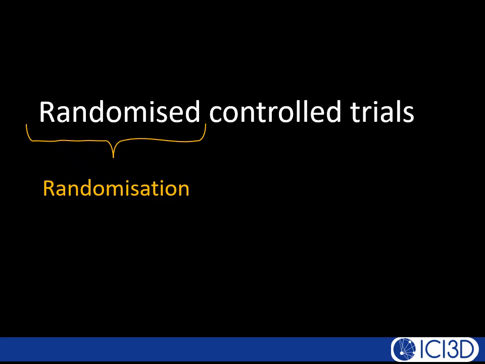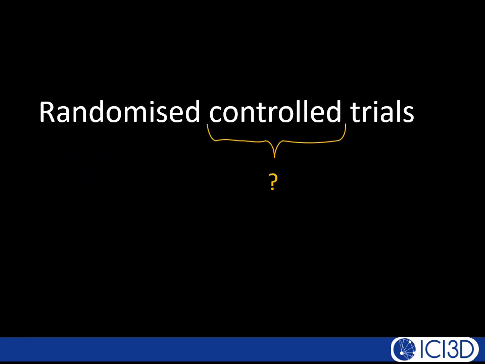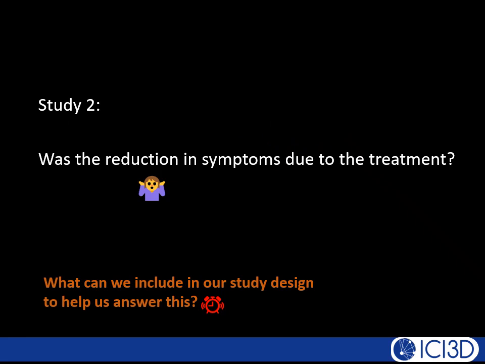So we've spoken about the randomized part of randomized controlled trials. This refers to randomization. Now, let's talk about the controlled part. Returning to our second study, we were unable to answer, was the reduction in symptoms due to the treatment? What can we include in our study design to help us answer this? It would have been really useful if we had a group of participants, also observed over 6 months, that did not have the treatment.